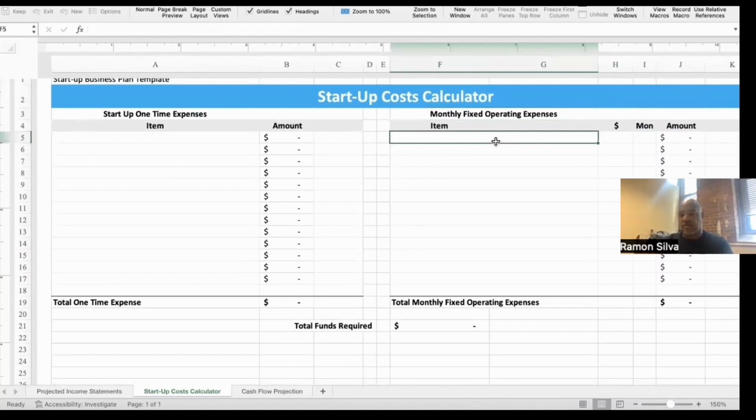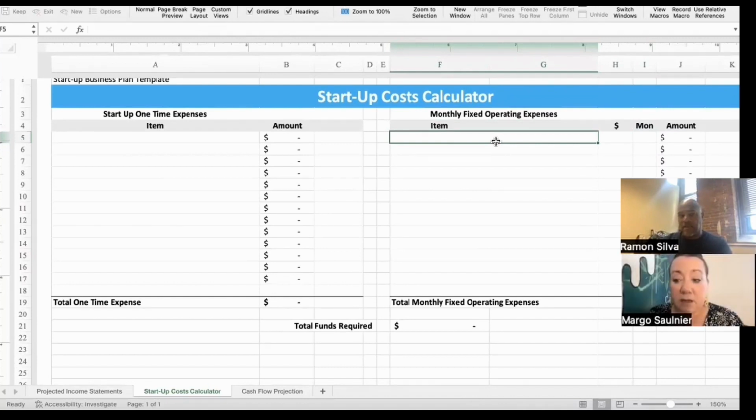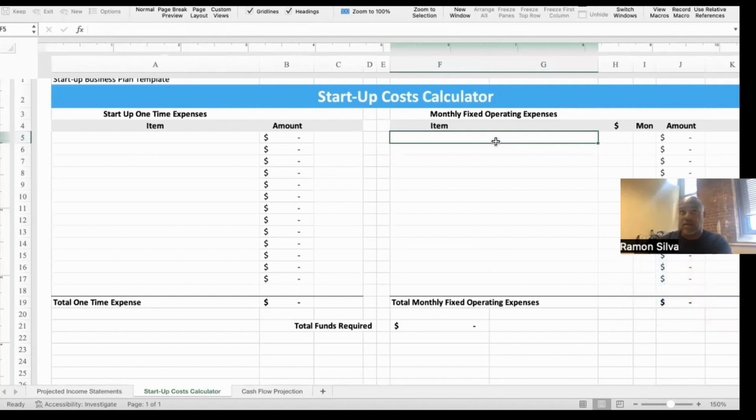So the second part of this spreadsheet, your monthly fixed operating expenses. These could be rent, utilities, monthly web hosting, monthly insurance. Most of these items are on that first tab in your projected income statement. So would you say? Yes. So this is going to be where that first projected income statement is going to be your annual expenses. This is what are those expenses monthly, and they should tie.